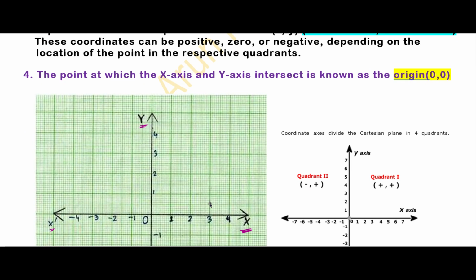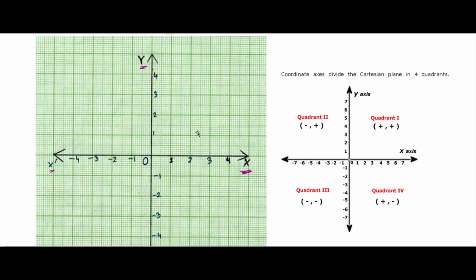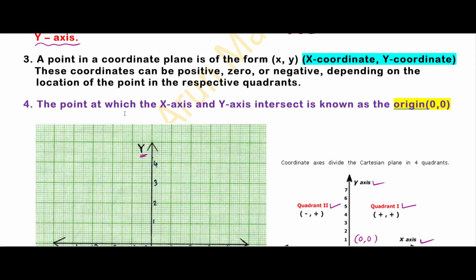The axes, that is the x-axis and y-axis, divide the coordinate plane into four quadrants, that is quadrant 1, quadrant 2, quadrant 3 and quadrant 4. The intersection of the x-axis and y-axis is called the origin. The coordinates of the origin are 0, 0. Make a note of this point: the point at which the x-axis and y-axis intersect is called the origin.